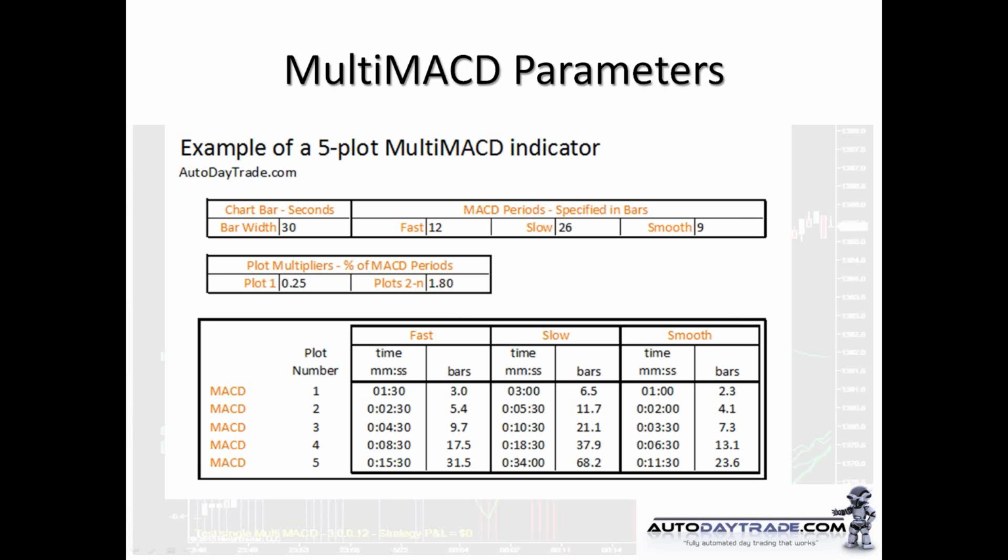But see how the settings of the chart size and MACD periods are modified by the plot multipliers, resulting in 5 different plot lines? Plot 1 is very short and reactive, looking back only 6 bars and 3 minutes for its slow MACD parameter, while plot 5 has MACD fast, slow, and smooth parameters of 31, 68, 23, looking back a maximum of 34 minutes.